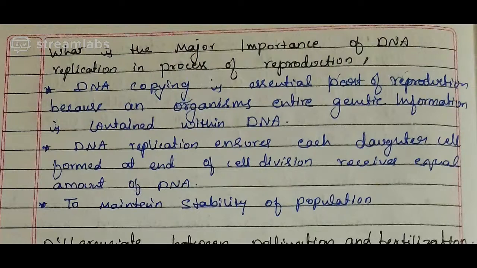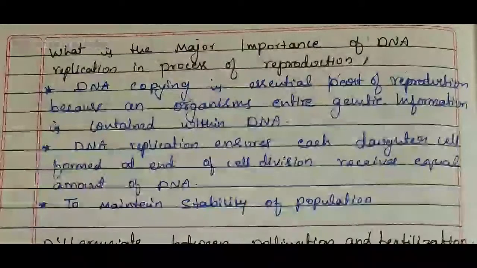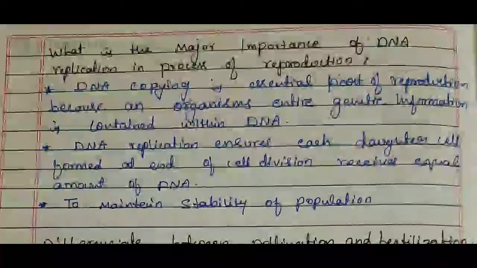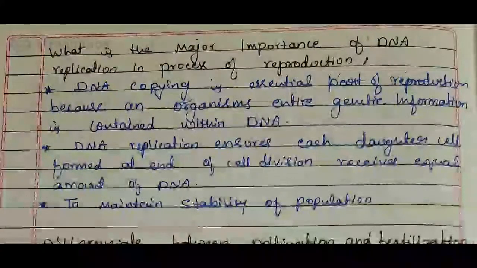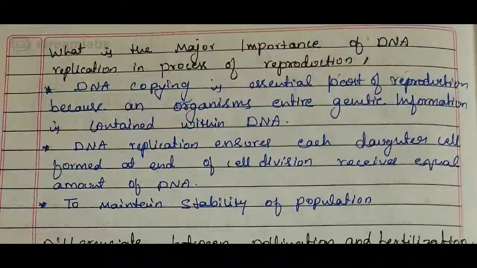At the end of cell division, the daughter cells receive an equal amount of DNA, and it helps in maintaining the stability of the population. So DNA replication is so important in reproduction.